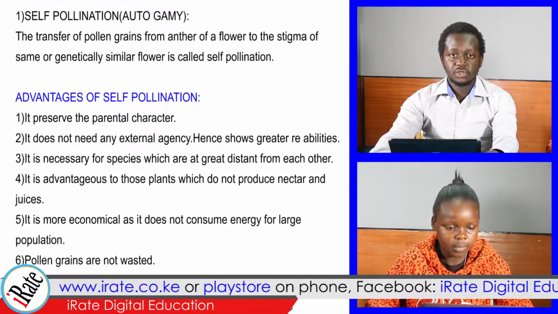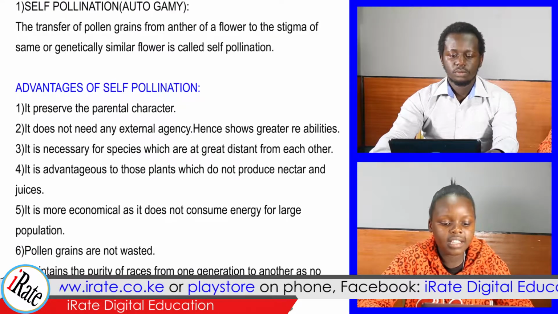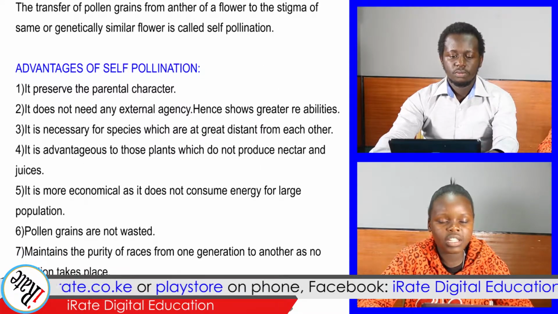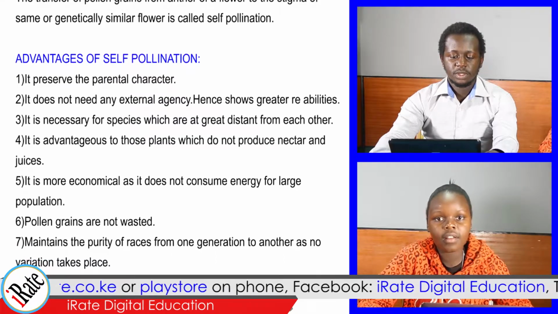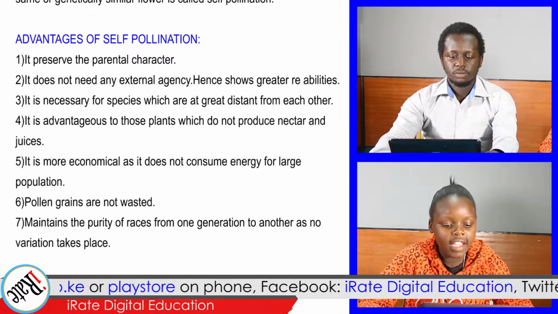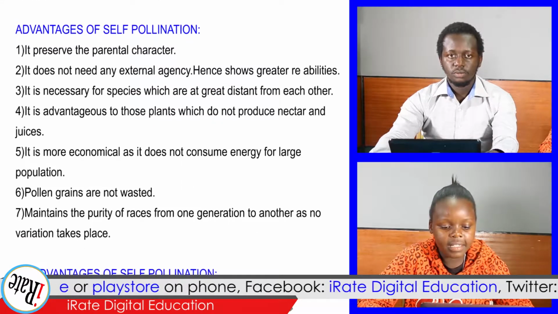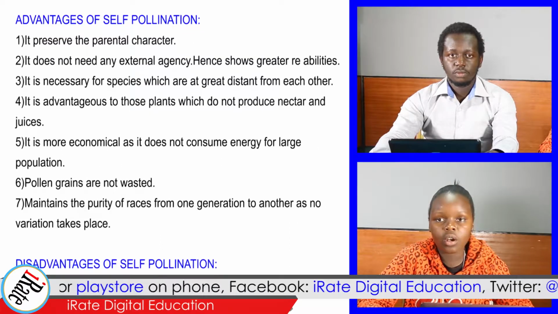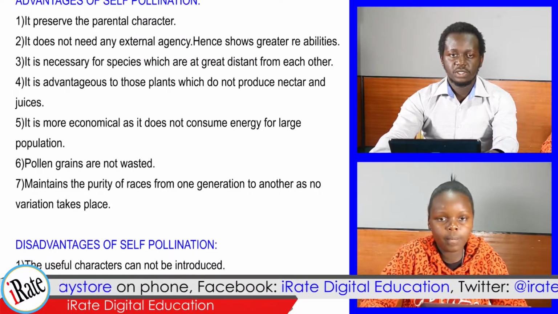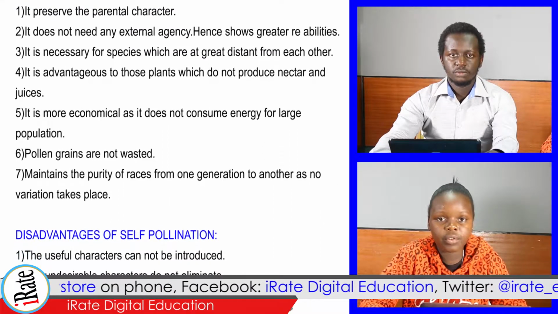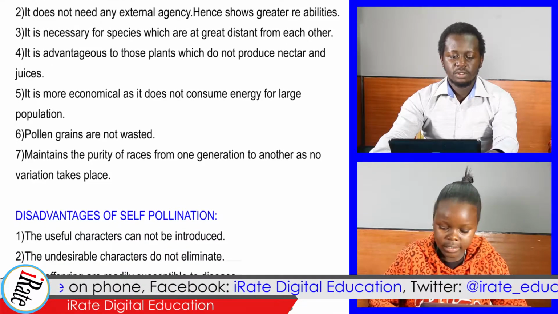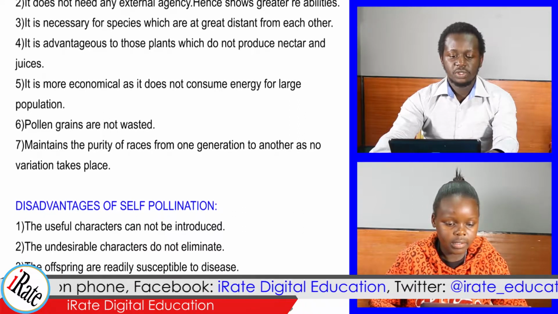Disadvantages of self-pollination include: 1. The useful characters cannot be introduced. 2. The undesirable characters are not eliminated. 3. The offspring are readily susceptible to diseases. 4. It does not reveal any variability, so they may fail in the long run. 5. Continuous self-pollination can lead to death of the species. 6. No variations are produced as no evolution takes place. And finally, 7. Weak progeny are produced.